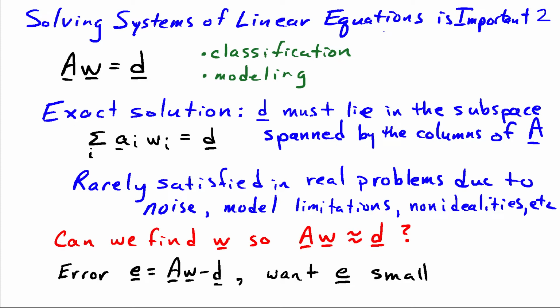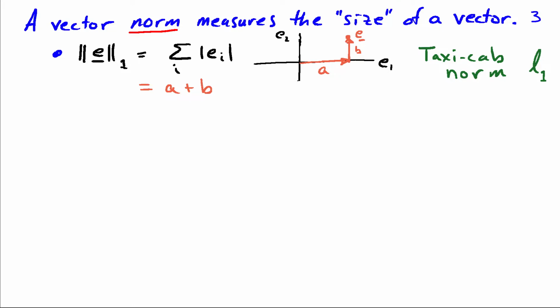So the question that we ask, and it's a very important one that we'll spend a lot of time on, is can we find a solution W so that AW is close to D in some sense? In order to explore this idea, we're going to define the error E as the difference between AW and D, and then obviously we want this error vector to be small. If we talk about a vector being small, we have to somehow define what we mean by the size of that vector. And a vector norm precisely does that for us.